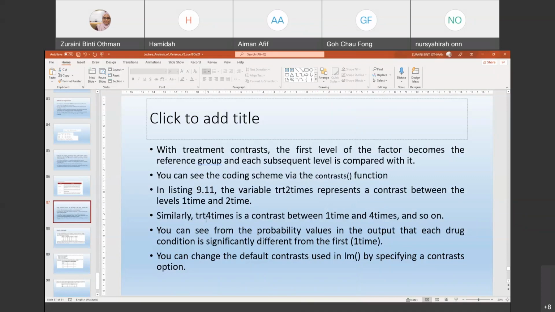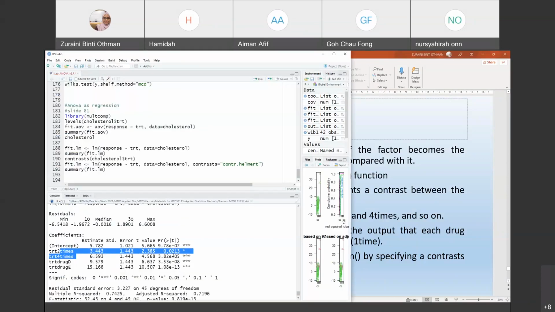Okay. Similarly, TRT 4 time is the contrast between 1 time and 4 time and so on. You can see from the probability values in the output that each drug condition is significantly different from the first time. Okay, you can see in our R here, from the first time it is significant. Okay, this is the first time, and it's all significant.